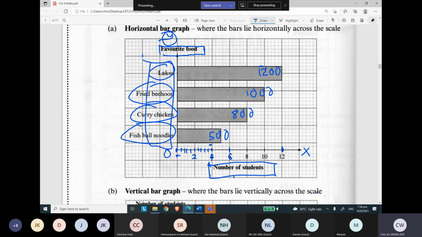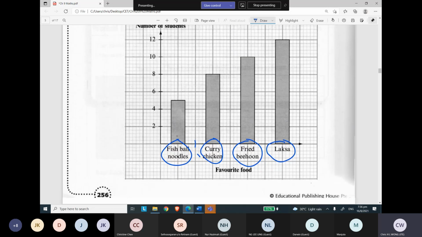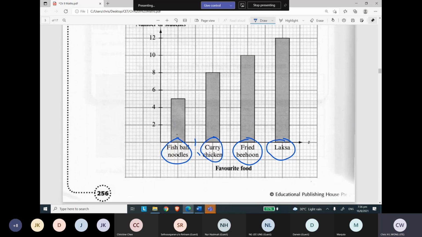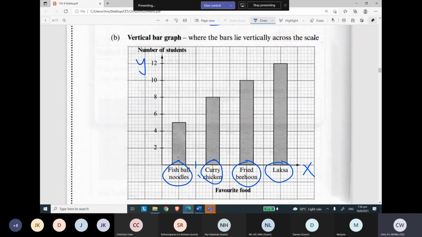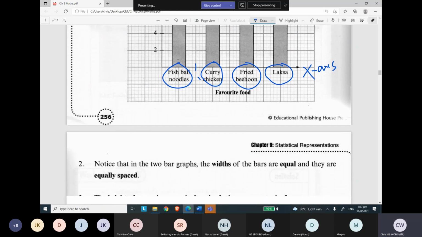Same thing back to this. This is the other way around: x-axis represents the food, and y-axis represents the student. That's the x-axis. So right, you have the two bar charts.